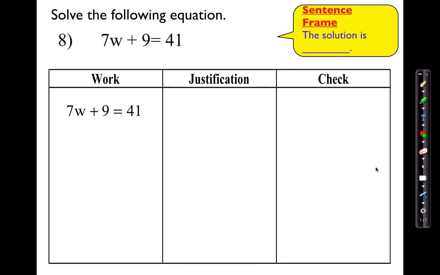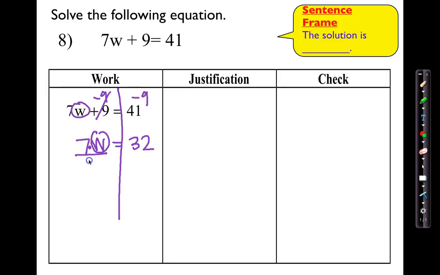Okay, last but not least, let's try number 8. Okay, so here we're going to go ahead and isolate our variable. Here it's easier to get rid of the constant first, so I'm going to go ahead and get rid of this plus 9. I'm going to subtract 9 from both sides, leaving me with 7w equals 32. Now, we're still trying to isolate that variable. This does mean 7 times w, so the inverse would be to divide both sides by 7, leaving me with w equals 32/7.